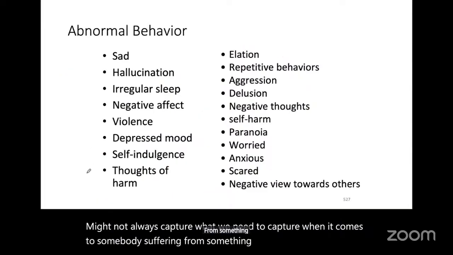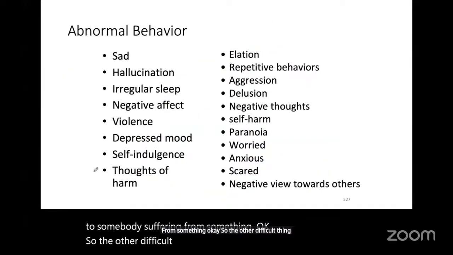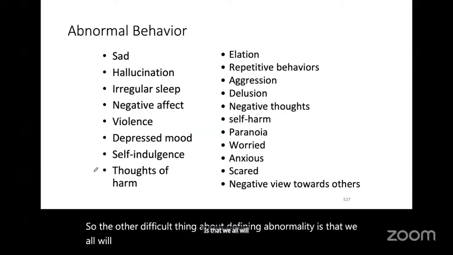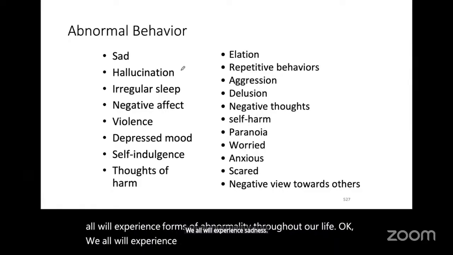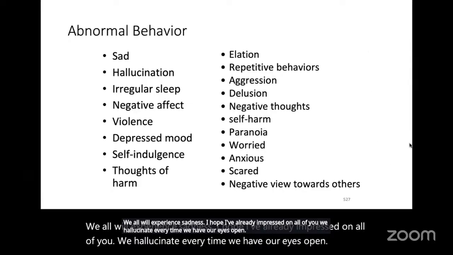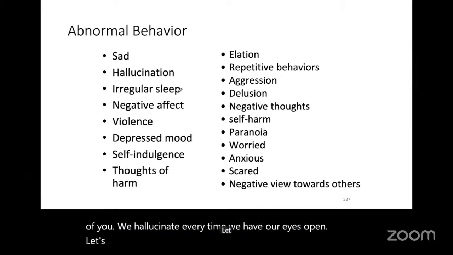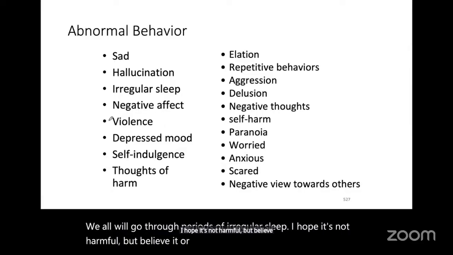Okay, so the other difficult thing about defining abnormality is that we all will experience forms of abnormality throughout our life. Okay. We all will experience sadness. I hope I've already impressed on all of you. We hallucinate every time we have our eyes open. Let's see, what are some of these other things? We all will go through periods of irregular sleep. I hope it's not harmful, but believe it or not, we've all experienced violence.